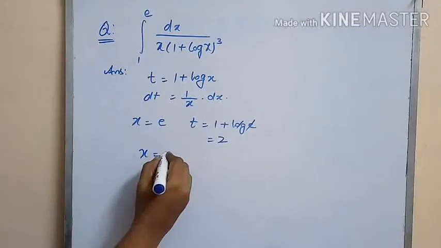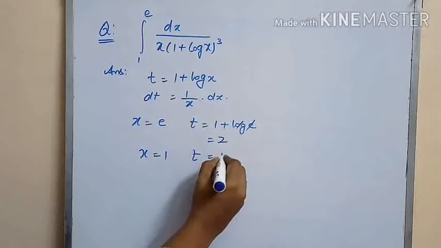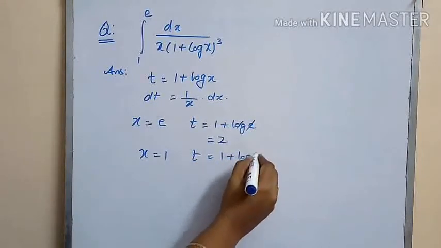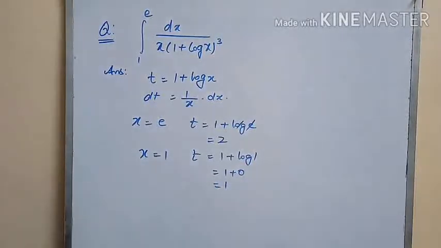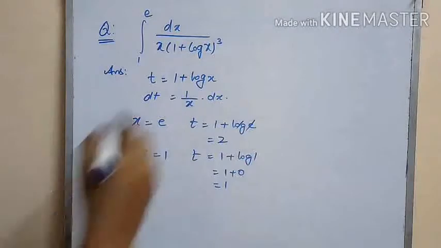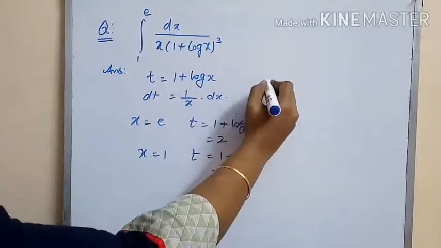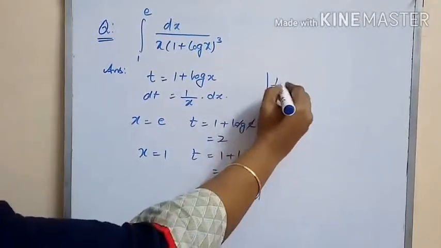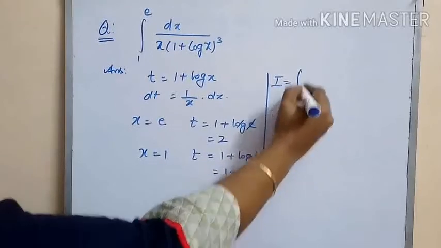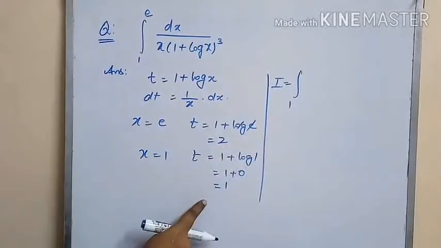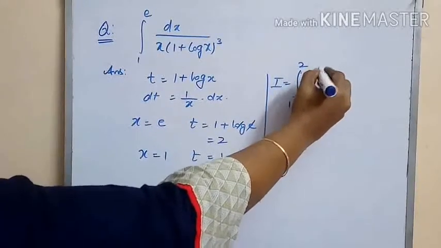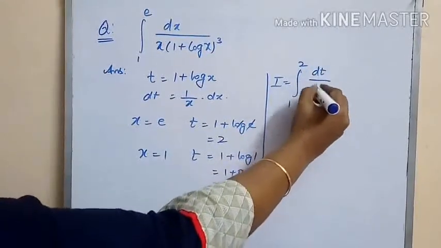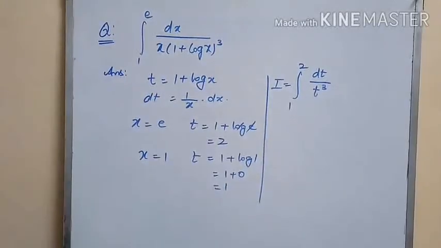Let us substitute t is equal to 1 plus log x. So dt is equal to 1 by x into dx. When x is equal to e, t is equal to 2, and when x is equal to 1, we get t is equal to 1. Substituting these values in I, we get integral of 1 to 2. The lower limit is 1 and the upper limit changes to 2, dt by t cube.